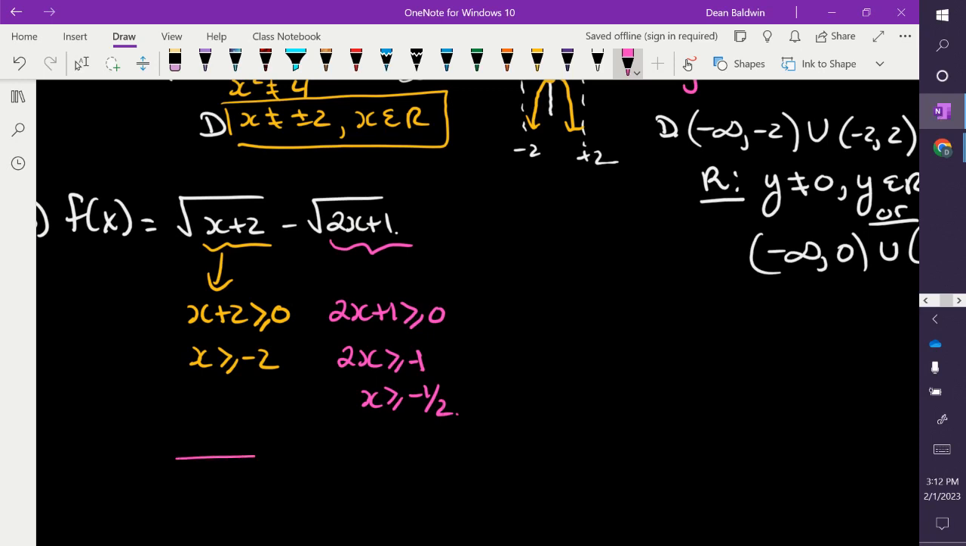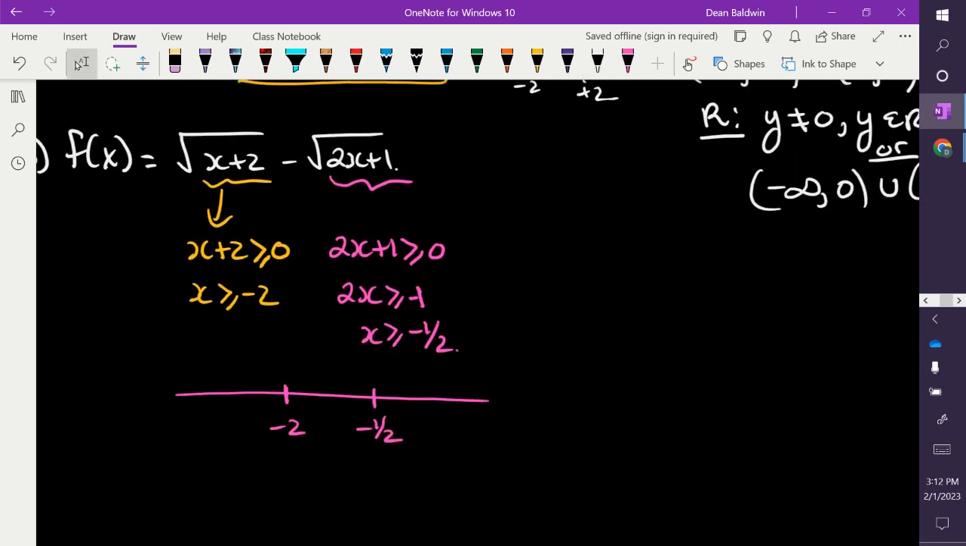So if you put them on a number line, you can see it. Negative 2 is there. Negative 1/2 is there. And then you just draw them. So x is greater than or equal to negative 2. Greater than or equal to means it includes the numbers, so it's a solid circle. We're bigger than negative 2, so we're going that way. Okay? And then you say, okay, the other one. X is greater than or equal to negative a half. Includes the number, going that way.